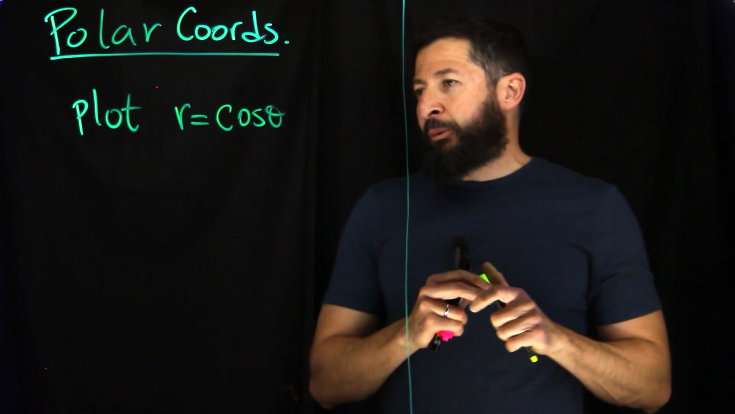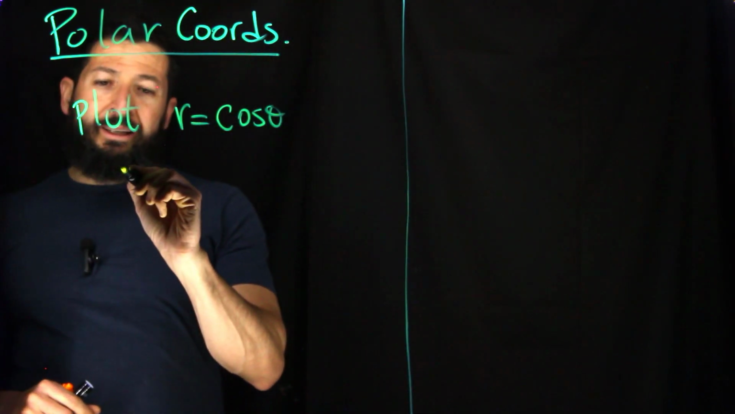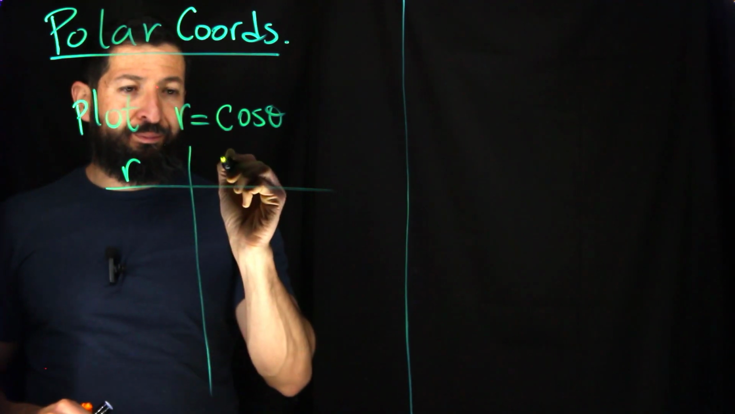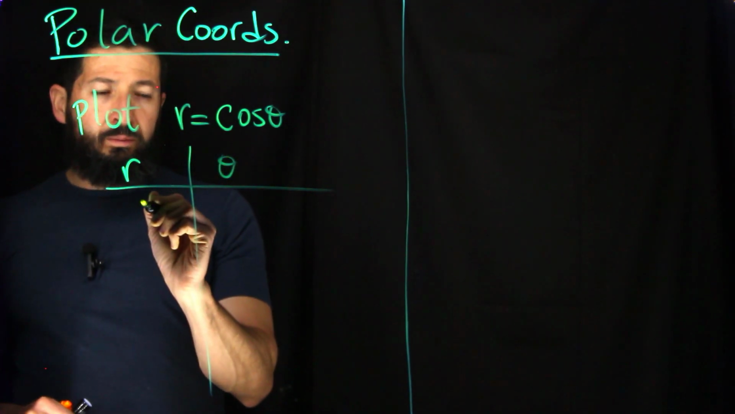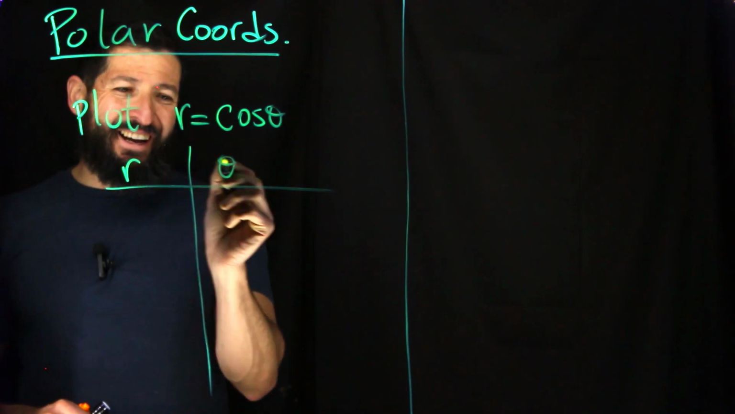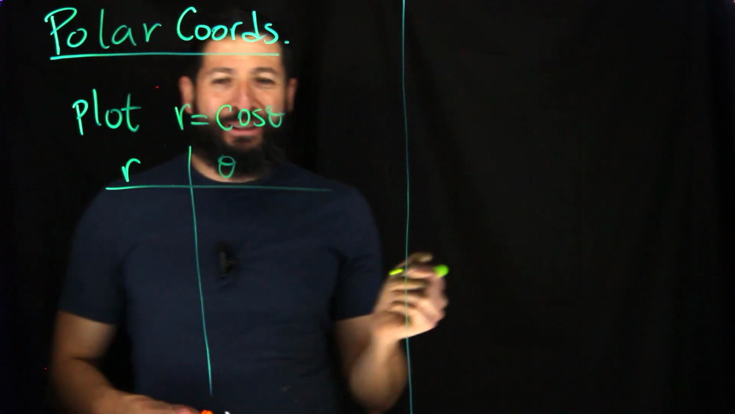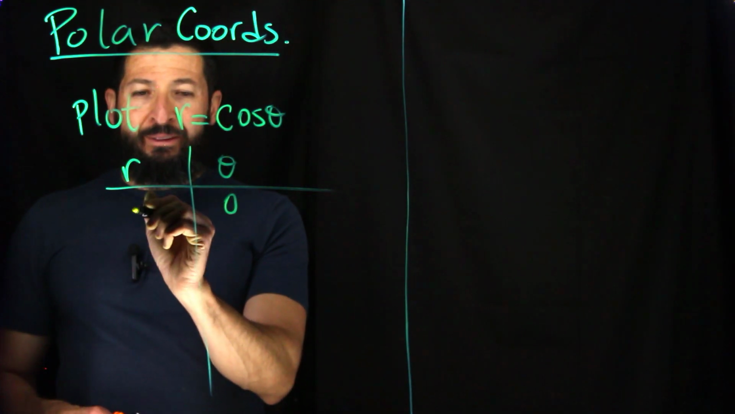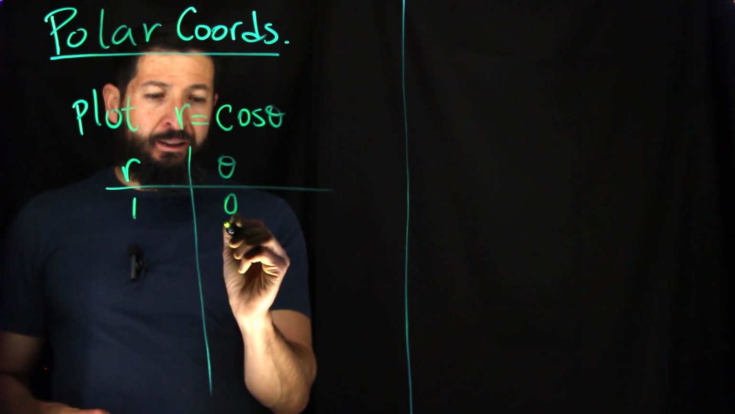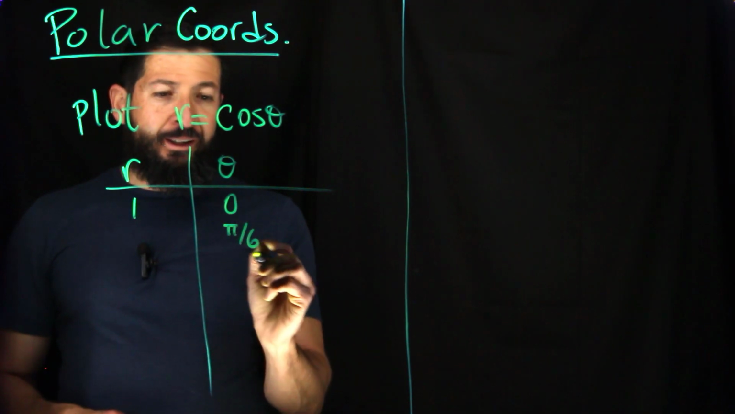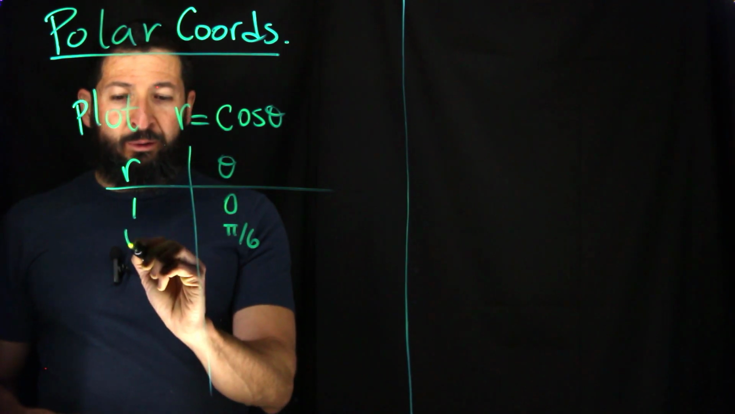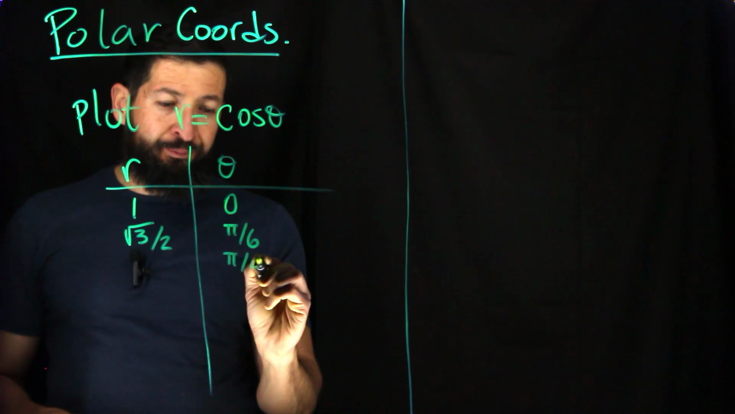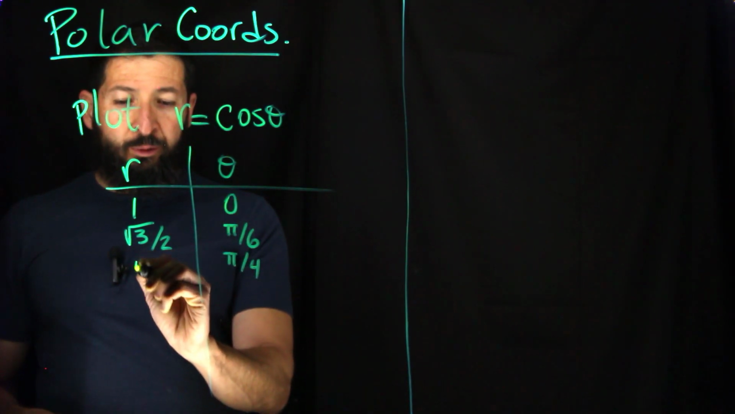All right, so let's plot a quick graph here. To do that, just as with parametric equations, you're going to have to make a table. So I did it backwards. Theta, and then you get the radius. It's okay. So start with angle 0. You're going to have that cosine of 0 is 1. Let's go to pi over 6. Cosine of pi over 6 is going to be square root of 3 over 2. Let's go to pi over 4. Cosine of pi over 4 is square root of 2 over 2.